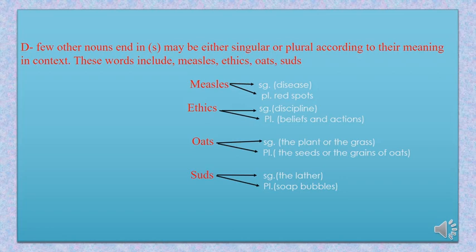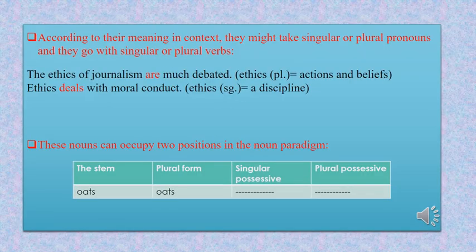So these nouns, if they can be singular or plural according to their meaning in context, they might take singular or plural pronouns, and they go with singular or plural verbs. We can know that each one of these nouns is singular or plural from the pronouns and from the verbs in the sentence.